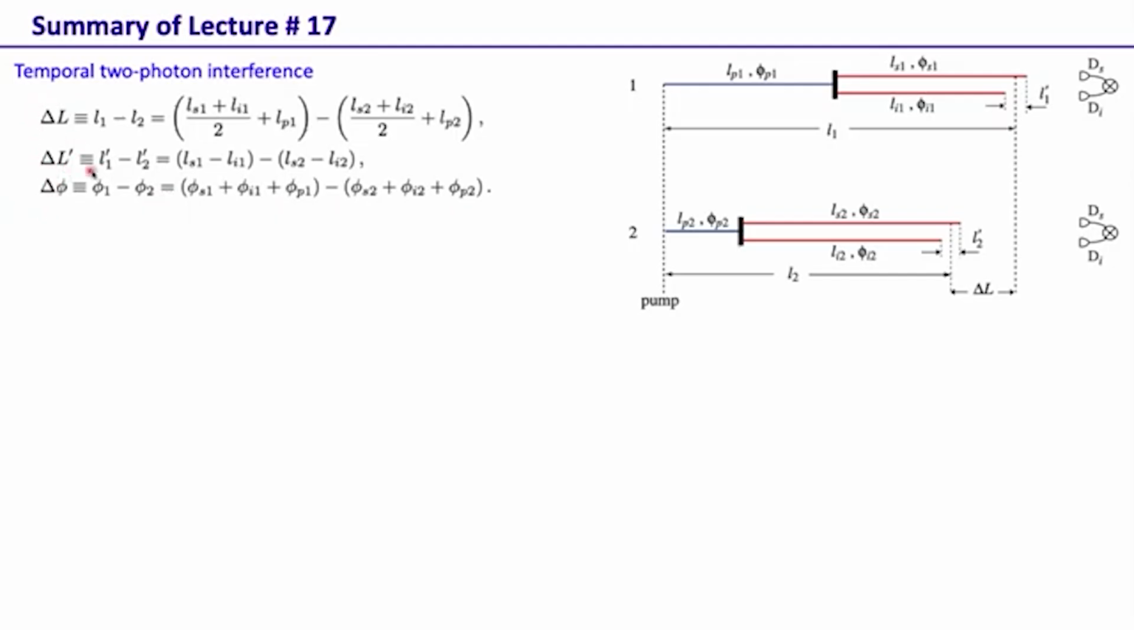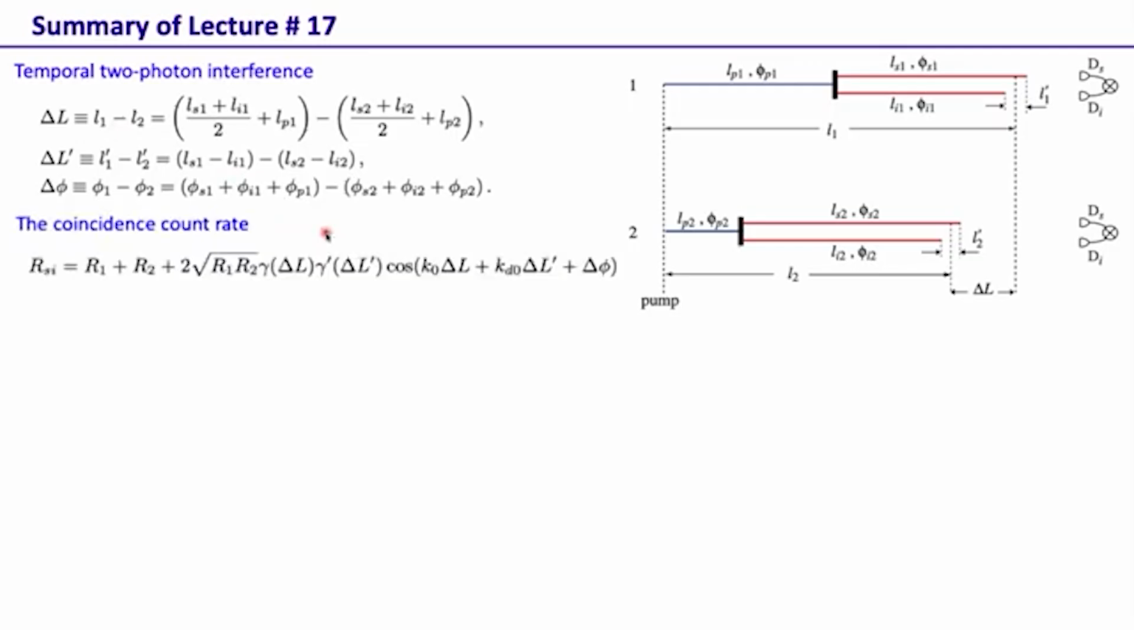Again, corresponding to every length parameter, we had a time quantity as well, which we represented by tau and so on. And with all these quantities, we then calculated the coincidence count rate, which was in terms of delta L and delta L prime, and we could also represent that in terms of the corresponding time quantities, delta tau and delta tau prime. The definitions of delta tau and delta tau prime are pretty much the same.